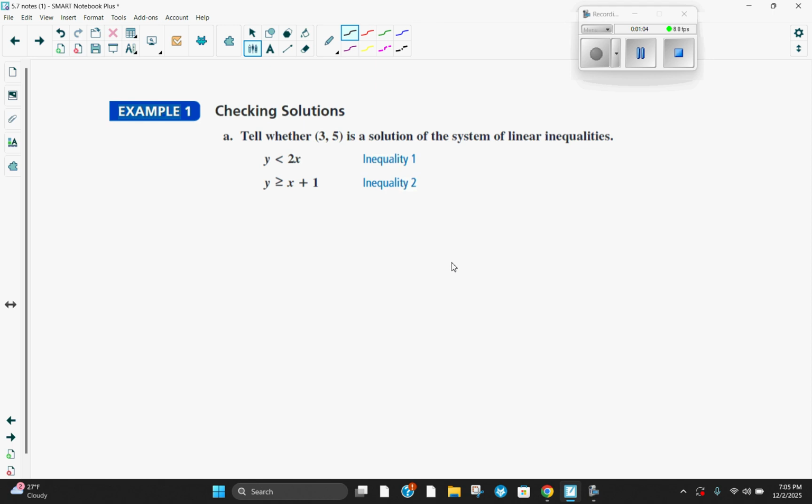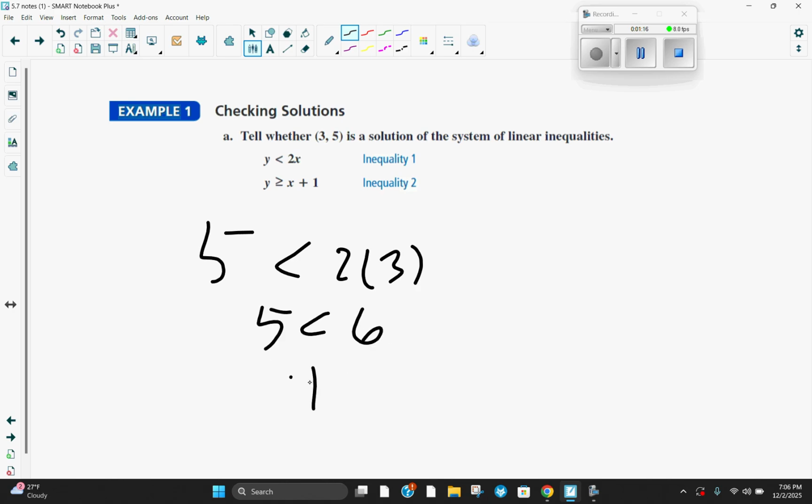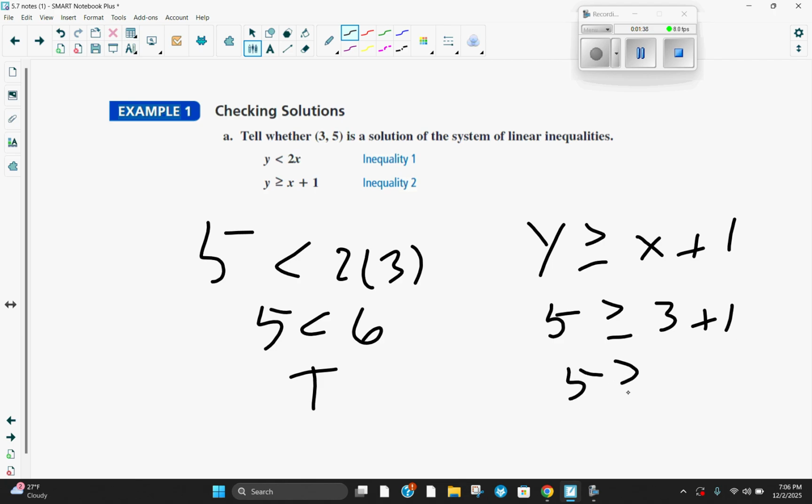So I would have 5 less than or equal to 2 times 3. And 5 is less than 6, so that is true. On the second one, I would do the same thing. y greater than or equal to x plus 1. So y is 5, and x would be 3, so 3 plus 1. And 5 is greater than or equal to 4, and that is also true. So yes, that is a solution to the system.